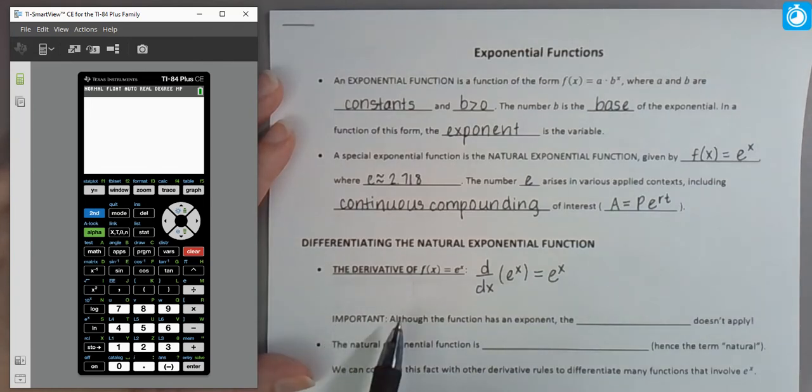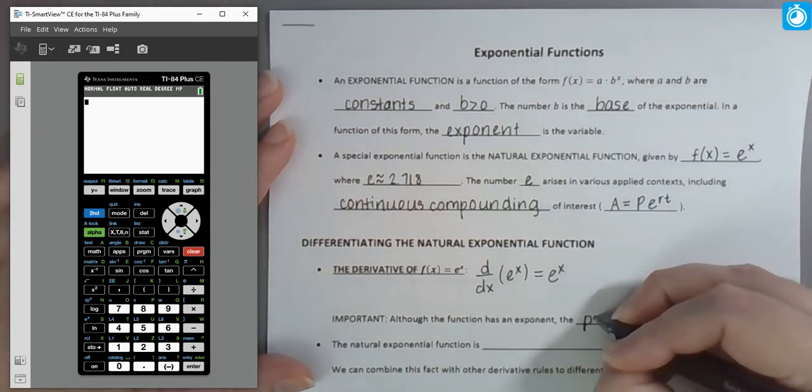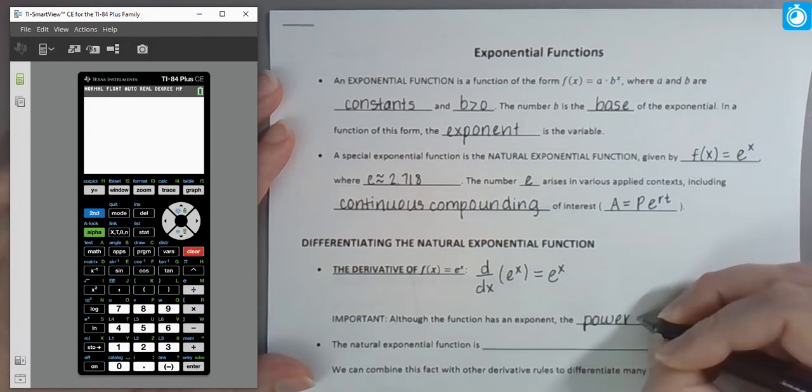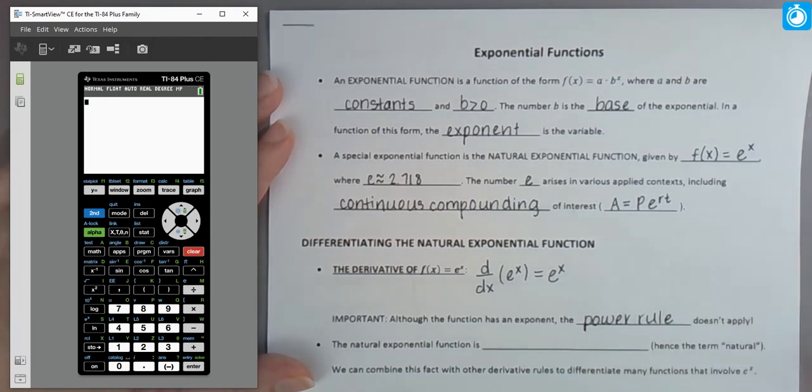Now, one important point worth noting: although this function does have an exponent, the power rule does not apply. In most situations we've looked at so far, as soon as we saw an exponent, immediately the thought is to use the power rule. The power rule only applies when our exponent is a fixed number and the exponent is being applied to some variable base. In this case, when we're talking about an exponential function, the base is the fixed number and the variable is what's in the exponent. So the power rule doesn't actually apply to a function of this form. We have to use a separate rule. It has its own derivative rule, and this is the rule.